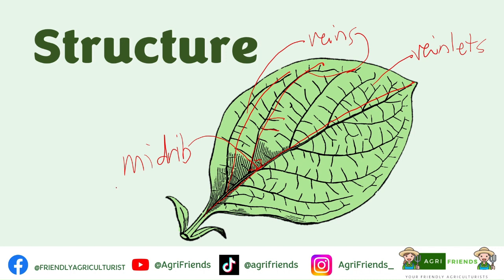And the last part is the stipule. This is the stipule. Stipules are usually small projections found at the base of the petiole. Its main function is to protect the developing buds.